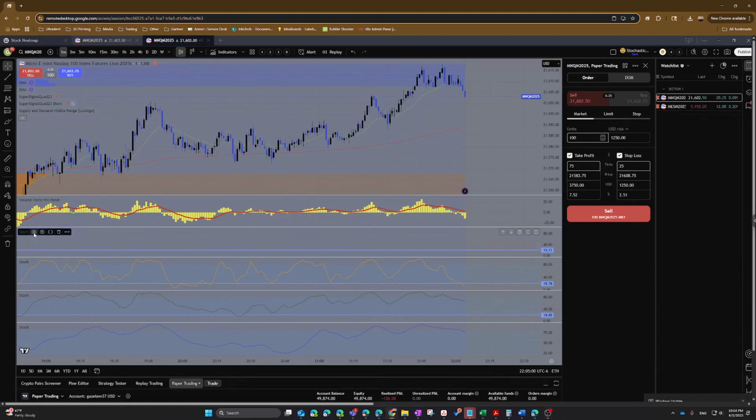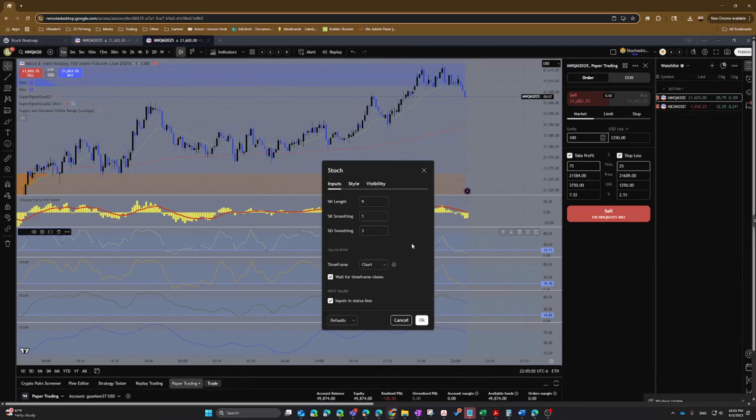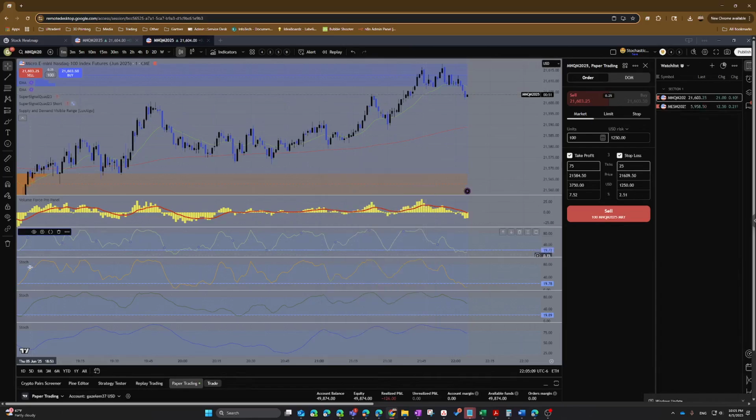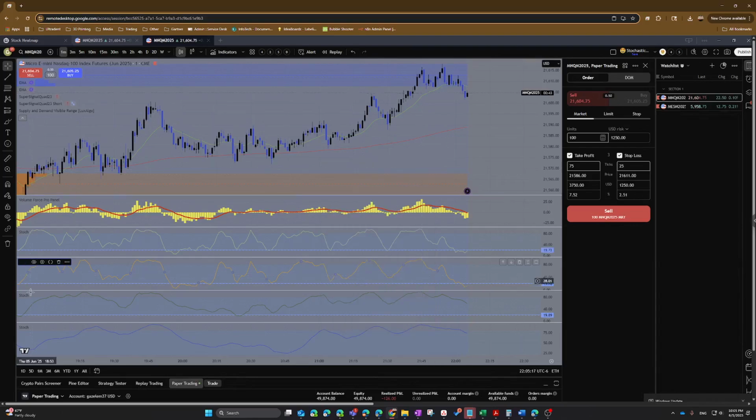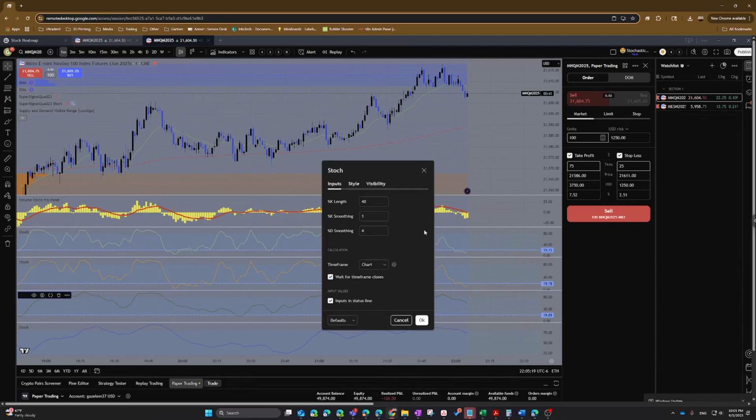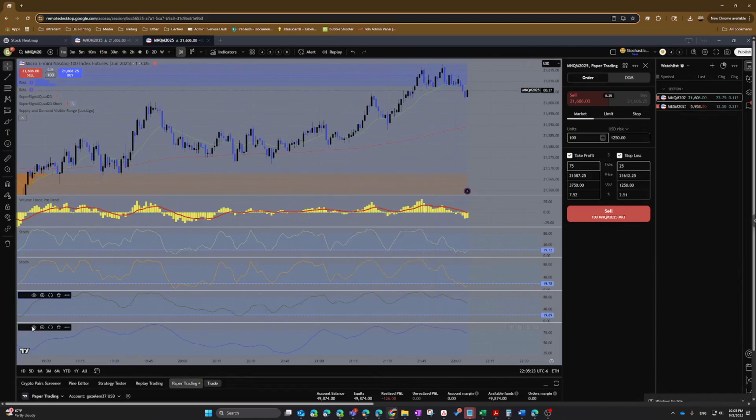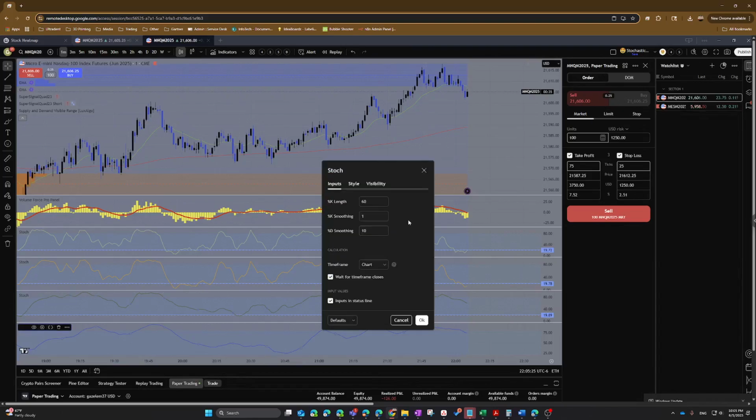Let me double check those settings here. Yeah, so this is a 9 length stochastic here. 14 here. 40 on this one. And 60 on this one. So this is the full 5 minutes, 60.